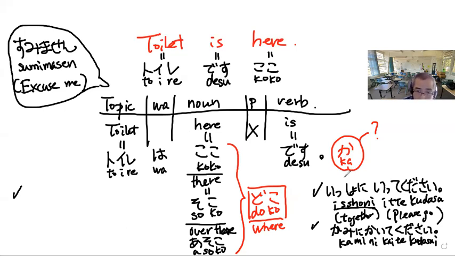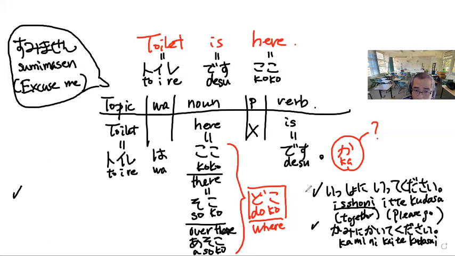Then if you don't understand, 一緒に行ってください。or 紙に書いてください。Then you can show your map on your mobile phone. You can say, トイレはどこですか？Then the Japanese person, I'm sure he or she will point out where it is. Okay, this expression is very useful. You can apply it to other locations as well.